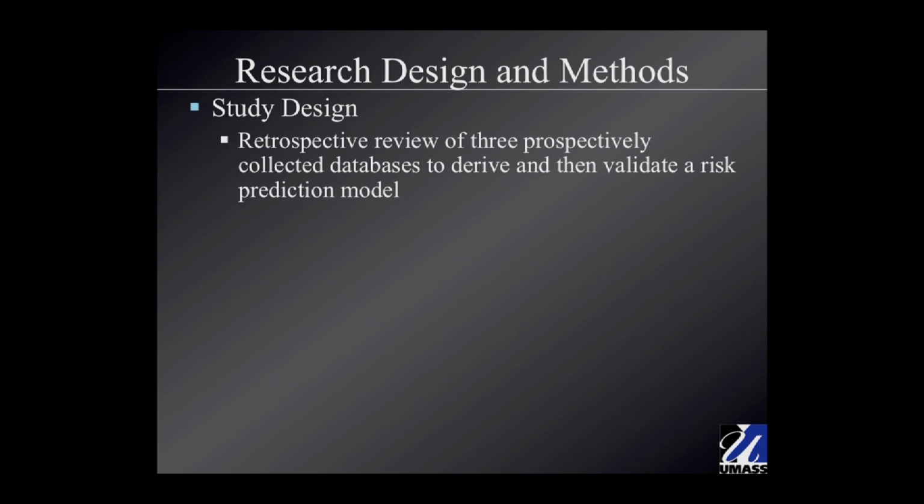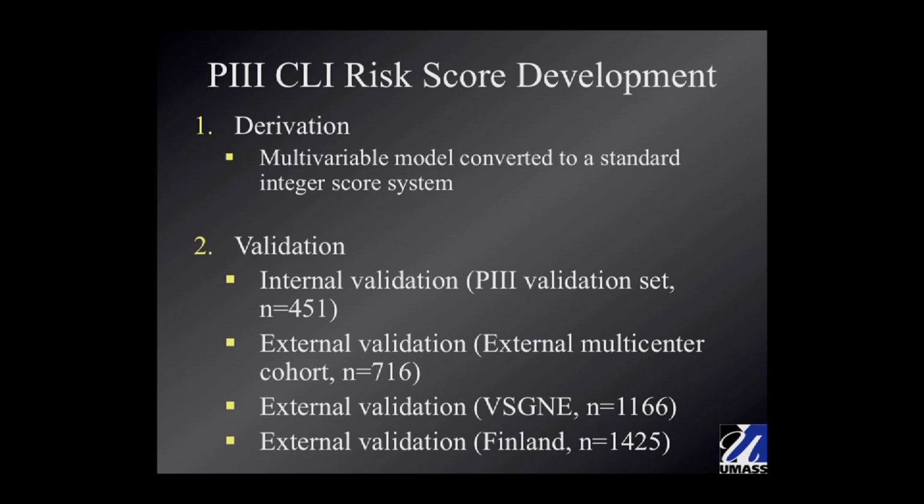So the study design for the first study I want to tell you about was a retrospective review of 3 prospectively collected databases where we derived and then validated a risk prediction model. The data sources we used initially were PREVENT-3, 1,400 patients from 83 hospitals, all with CLI. We then created an external validation cohort, which were 716 patients from 3 hospitals in the United States. And then ultimately, we used the Vascular Surgery Group of New England data set with about 1,166 critical limb ischemia patients.